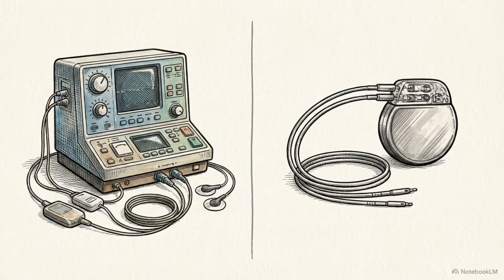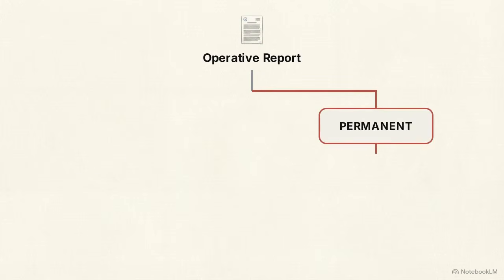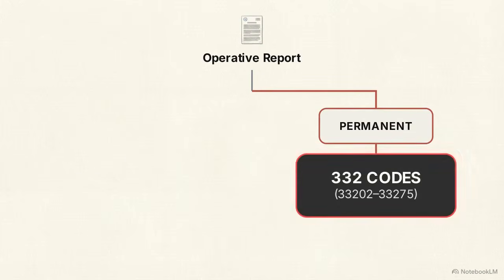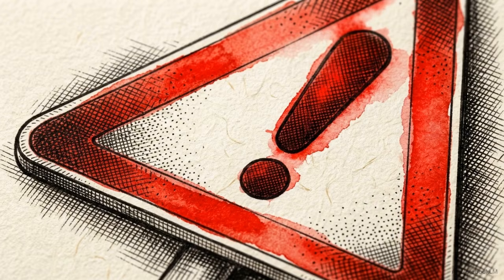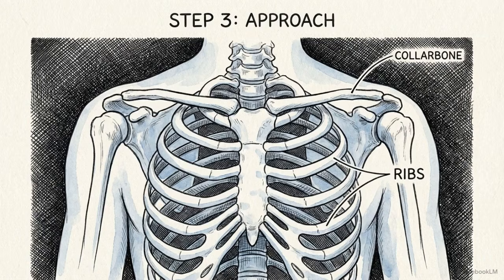You must confirm if the device is temporary or permanent. This chart shows the structural impact of that distinction. The provider has to document this clearly, because temporary devices are routed to an entirely different section of the manual. Permanent devices are what make up the majority of our 332 codes. Skipping this verification is a trap. If you assume permanence without checking the text, your entire coding sequence will be wrong before you even look at the anatomy.